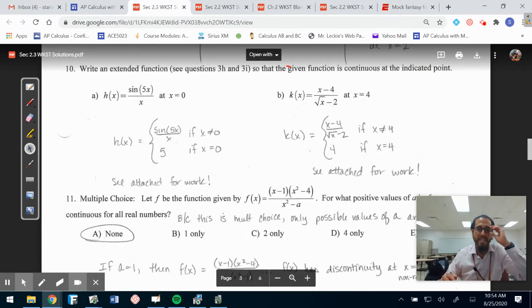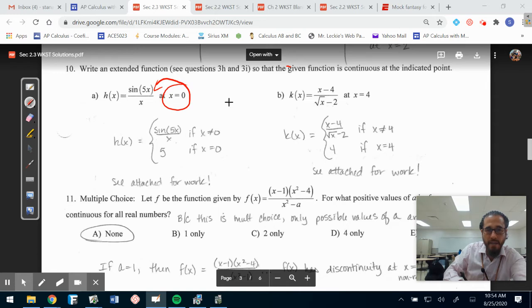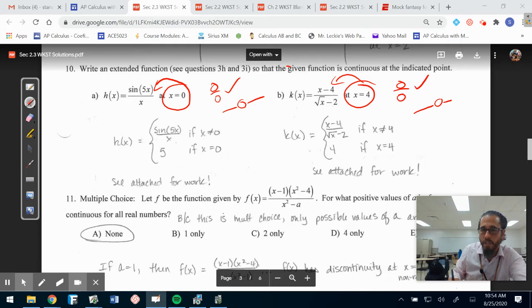We're doing great. Oh, so we have a couple here, 10A, 10B. It says see attached work. These are examples of removable discontinuities because if you notice, if I plug in this point into there, I get 0/0. That means a removable discontinuity. If you plug a 4 in there, I get 0/0. That means a removable discontinuity. Both of these scenarios would look like that.